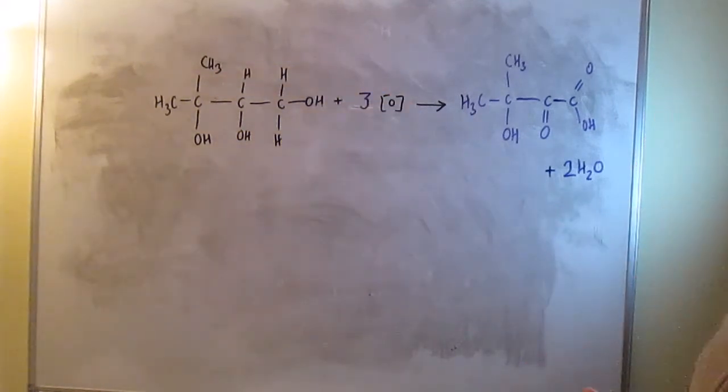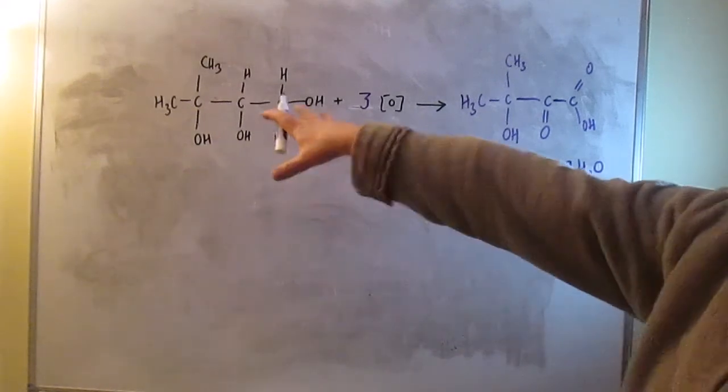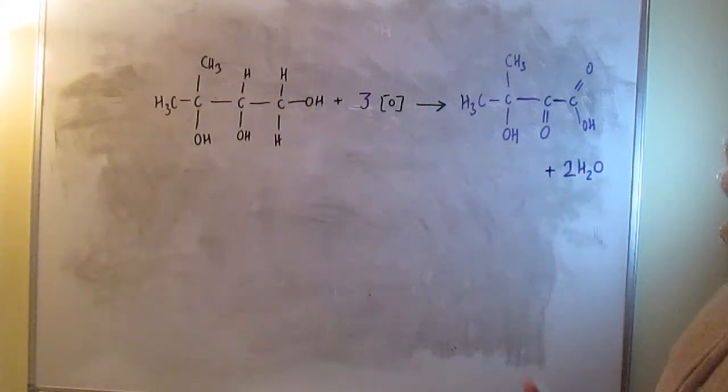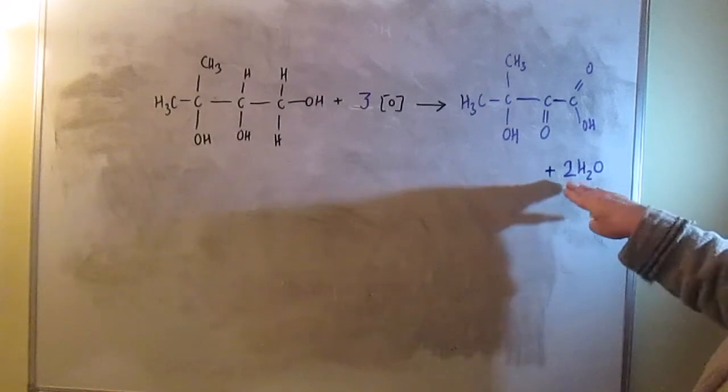If you weren't sure about the numbers of waters, then of course you can just check the balancing, because you know what you've got on the left hand side, so you can just count how many waters there need to be there. But just because it's an organic equation doesn't mean it doesn't need to balance, so those waters have got to be there.